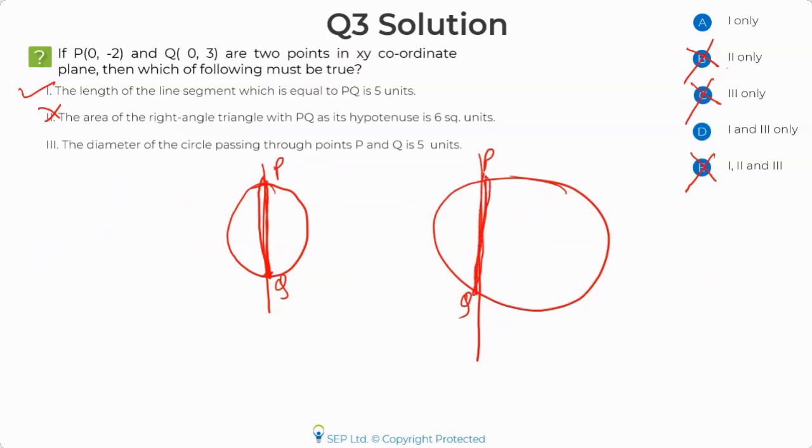It is just one chord of the circle, and the diameter is something else altogether. So those of you who marked D as the correct answer did not understand this. So statement 3 is also not sufficient. So the right answer is choice A, and I'm happy that most of you got it right.